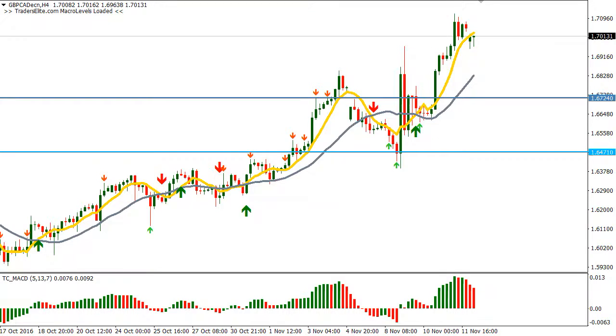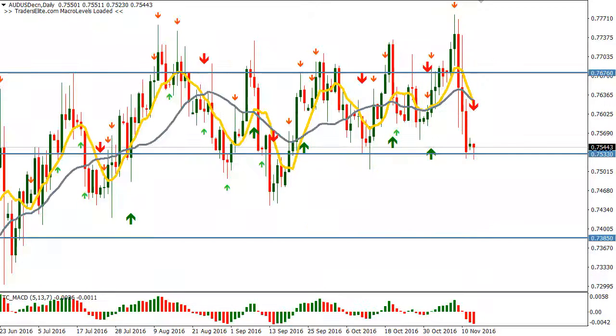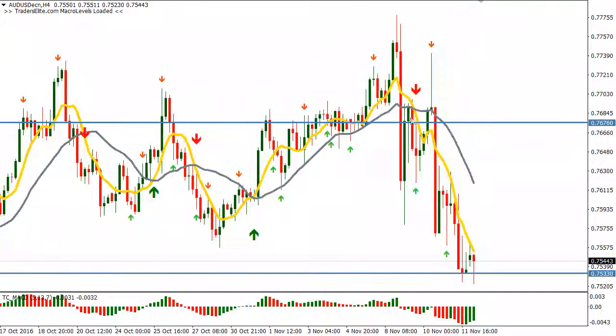Okay, so some great opportunities today. Let's take a look back at the Aussies. It has been moving up, continuing to move up, and that's going to play a role in some of those other trades that we've been looking at today.